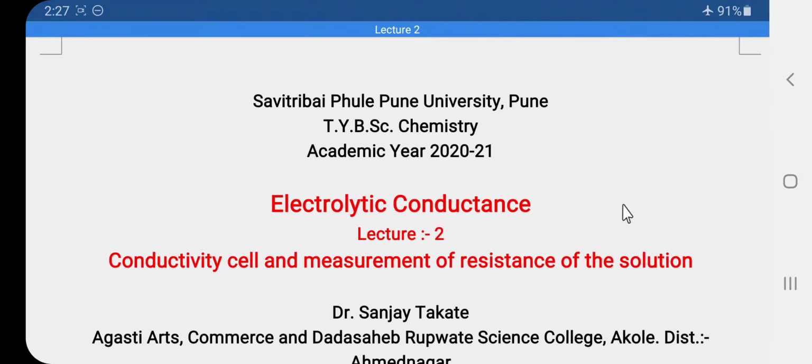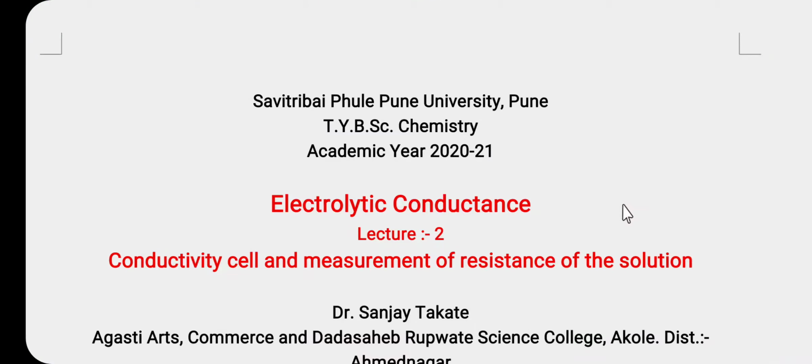Hi everyone. In the last lecture, we discussed the basic concepts which are very useful in electrolytic conductance: Ohm's law, specific resistance, specific conductance and the equivalent conductance. These terms we already discussed in lecture number 1. In this lecture, we are going to discuss the conductivity cells and the measurement of the resistance of the solution.